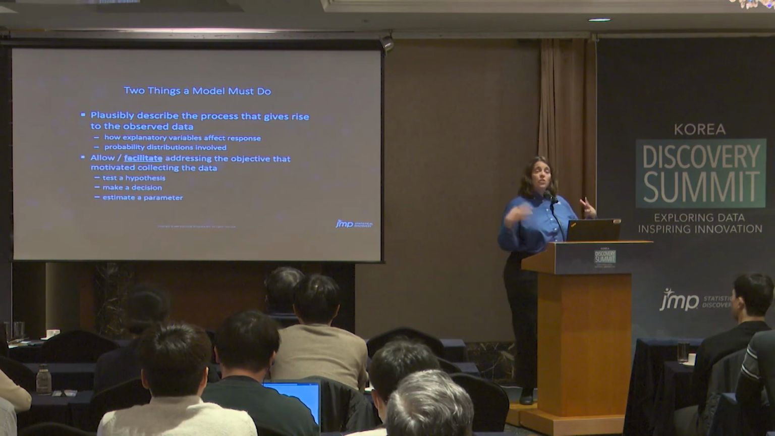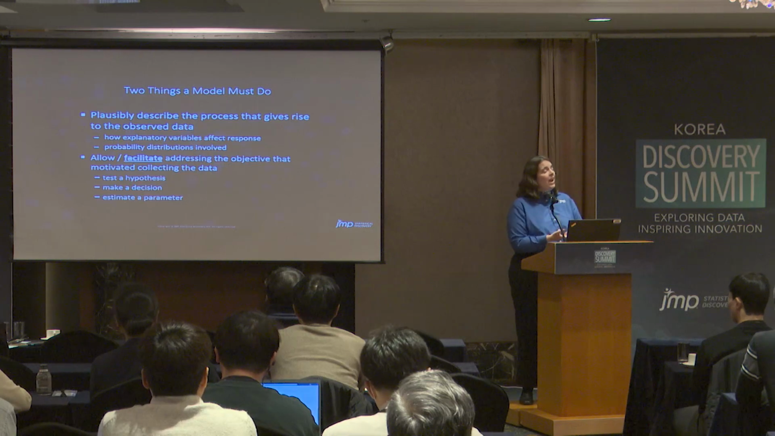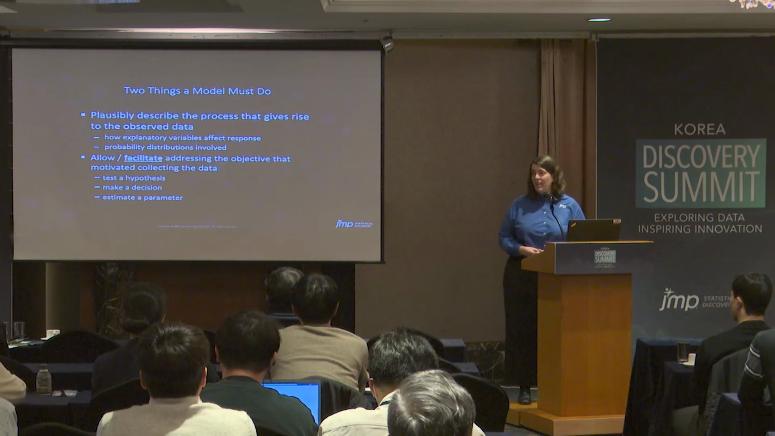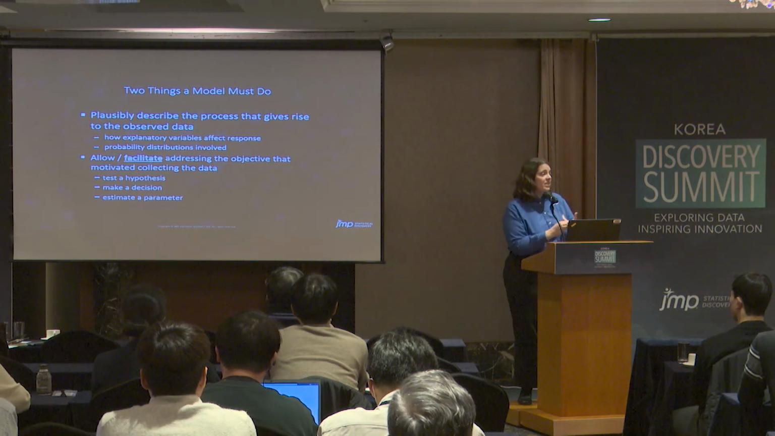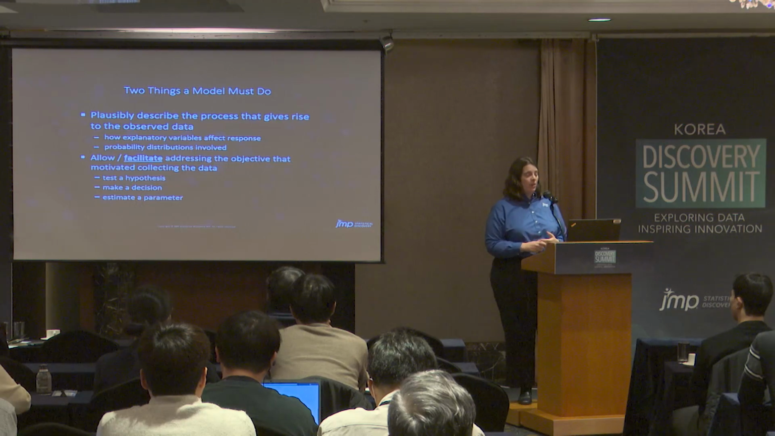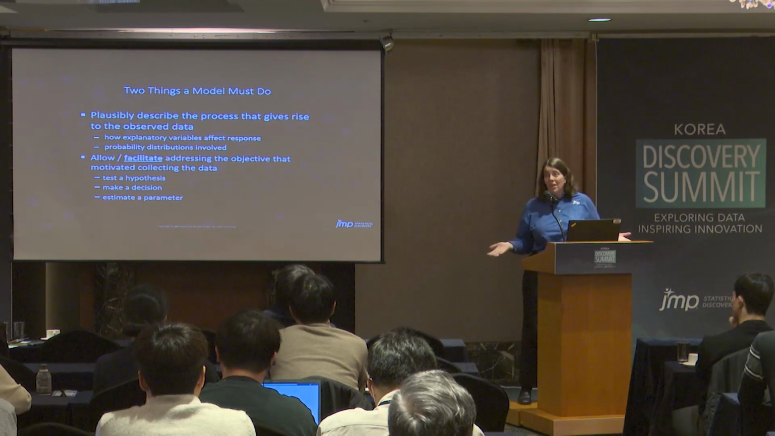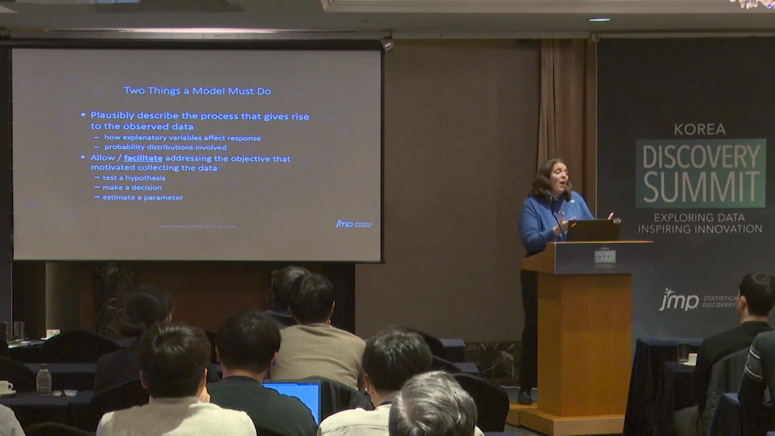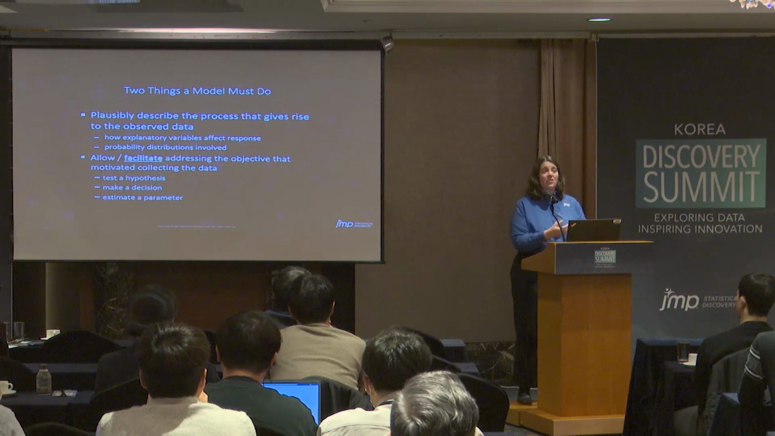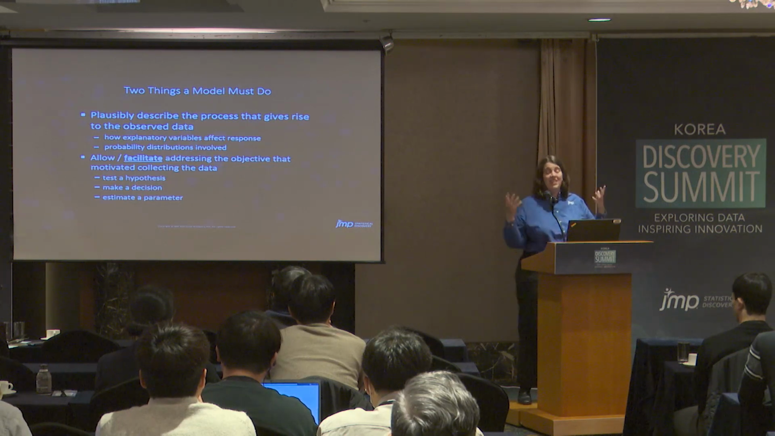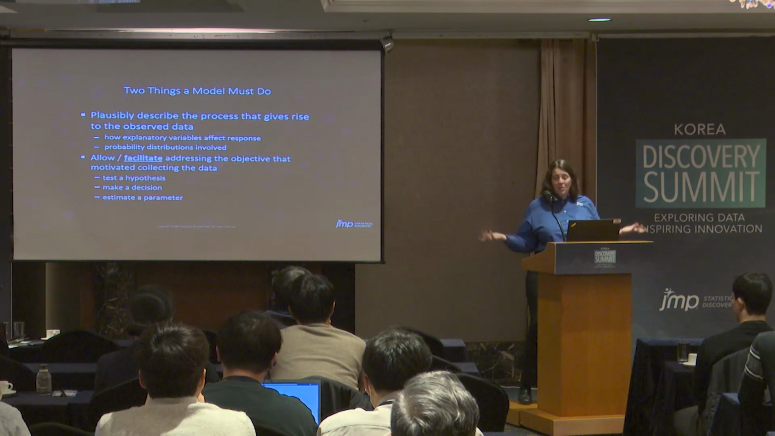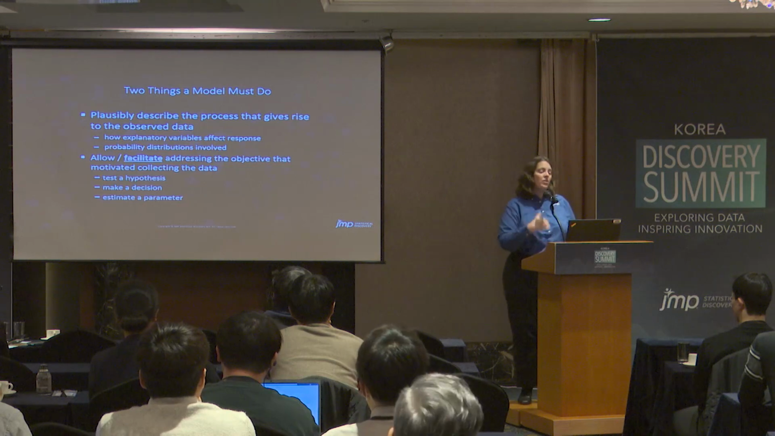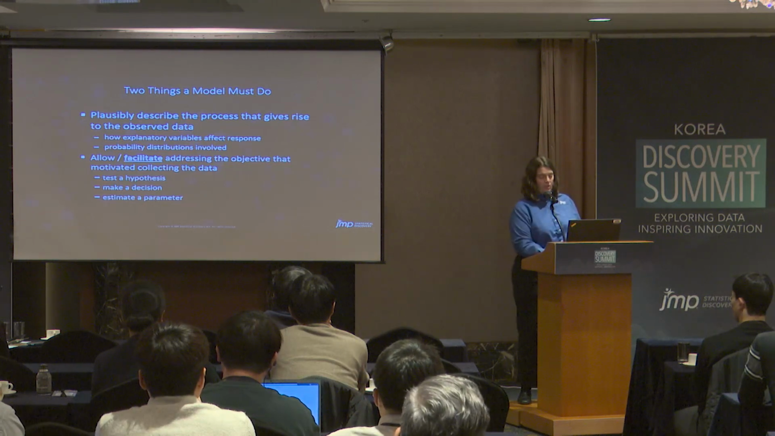And then the second, which is true for all models, is we want to allow or facilitate addressing that objective that motivated us to go collect that data in the first place. We want to test a hypothesis, estimate a parameter, make a decision. Experiments can be expensive, right? I don't have to tell you. And so if our model doesn't allow us to make the decisions that we want from the data that we collected, that's expensive. And it's a waste of time and it's a waste of money. And so we want to be as efficient as we can. So we want our model to allow us to address those questions.